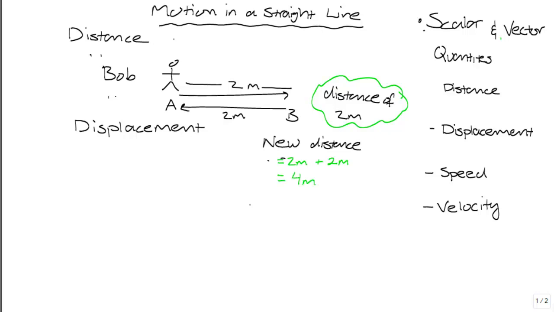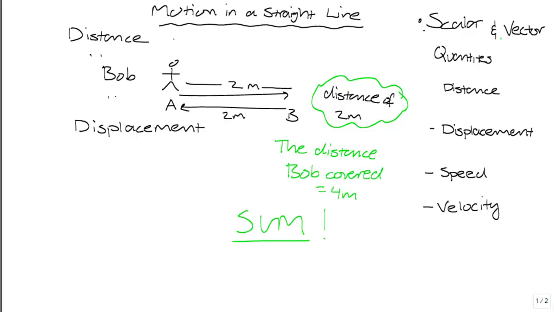Right? So again, distance is just the net separation between 2 points, or how much ground you cover, if you want to put it in very, very simplified forms. And this is a scalar quantity, so it only has a size. So we would say that the distance Bob covered is equal to 4 meters. So that's distance.